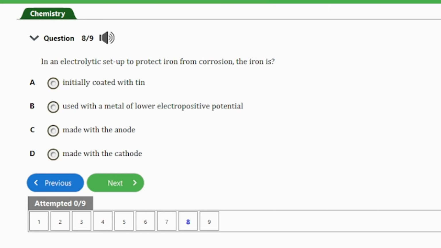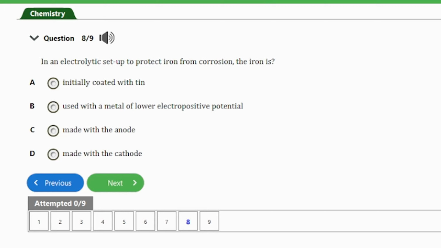So let's consider the next question. Question number 8 here. It says, in an electrolytic setup to protect iron from corrosion, the iron is A, initially coated with tin, B, used with a metal of lower electropositive potential, C, made with the anode, D, made with the cathode. So guys, option C and D here should be made the anode and made the cathode.